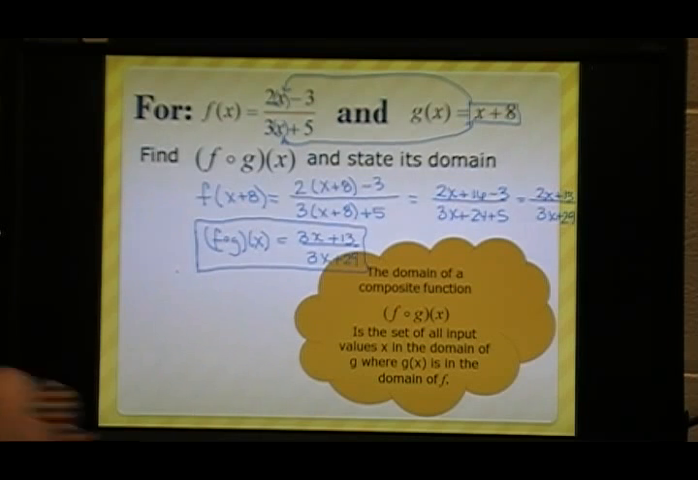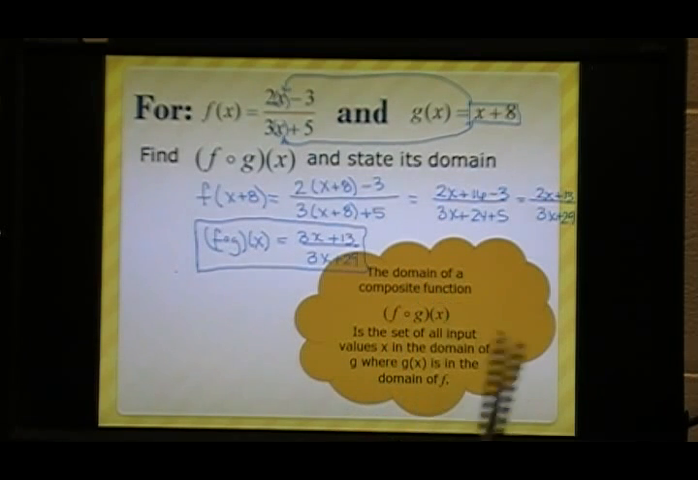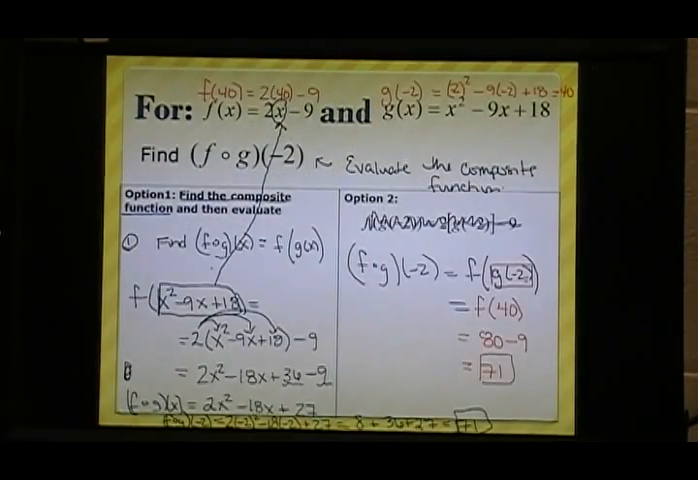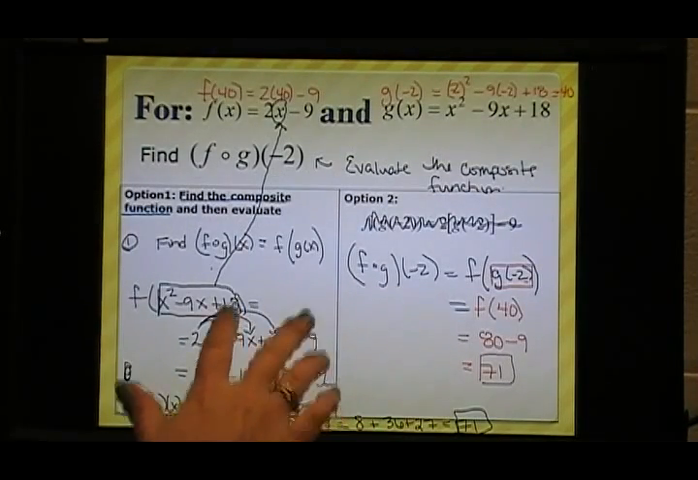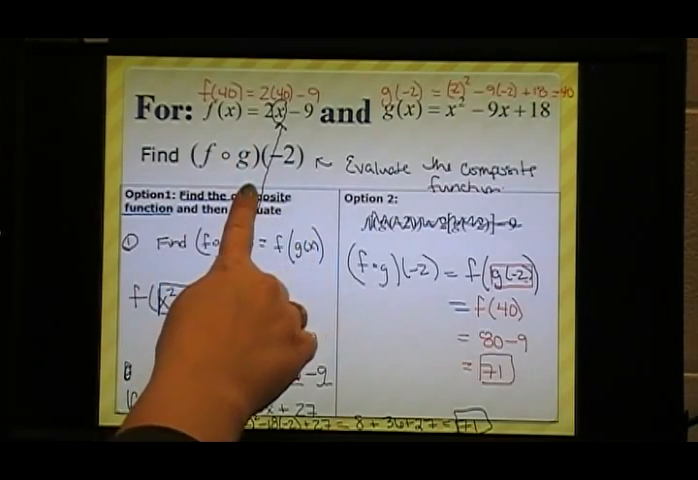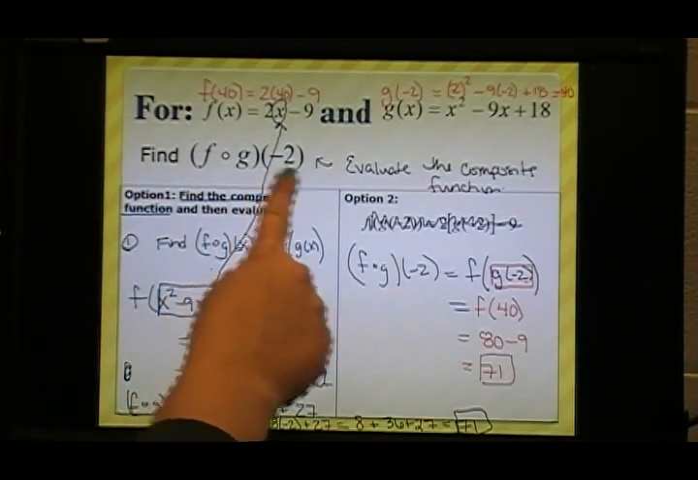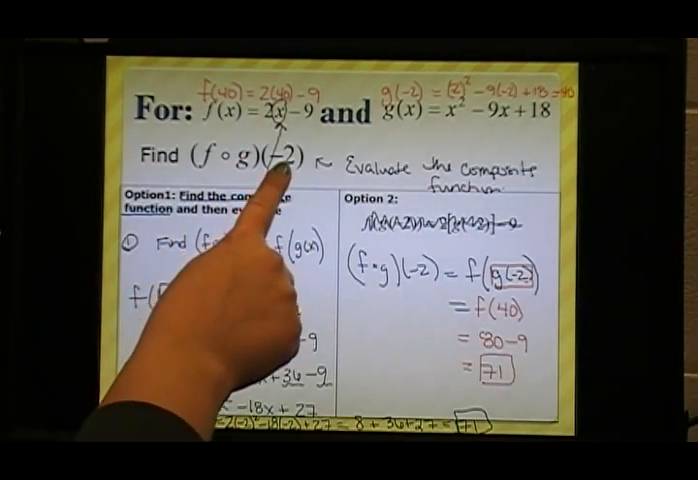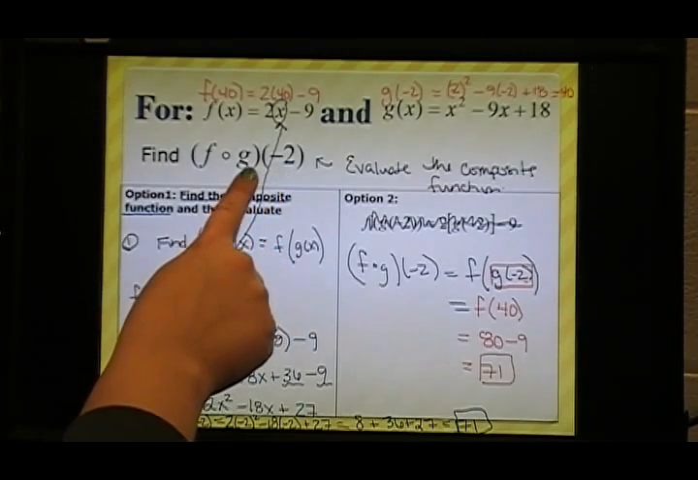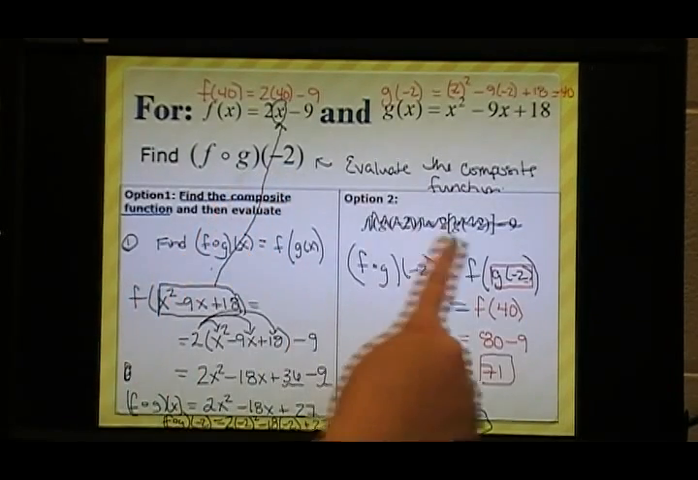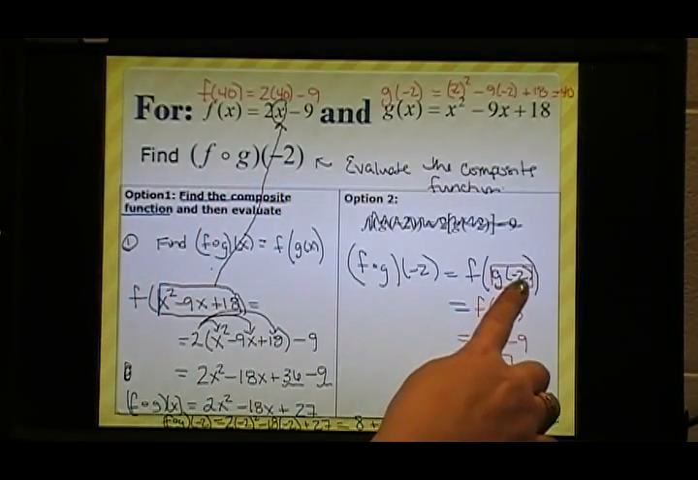Okay? Then finding the domain, it's a little bit funky because you have a lot of things to consider when you're dealing with the domain of a composite function. Now, let's go back to this example here. When we're evaluating a function for a specific value of x, we first take this input and we substitute it into g. So here we had g of negative 2 equals 40.